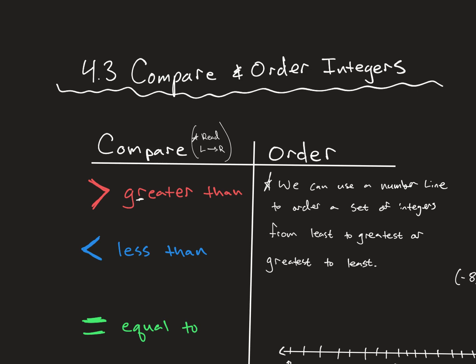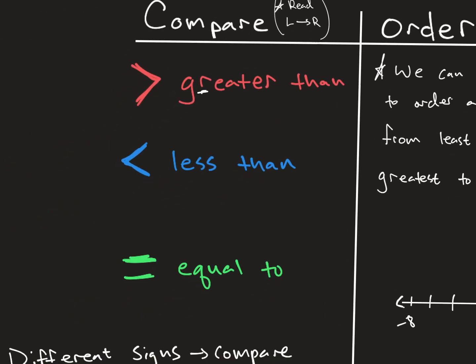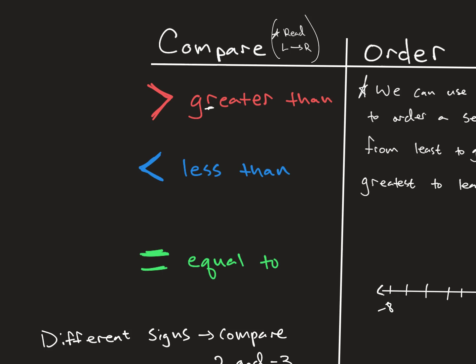So when we want to read these, we'll have our term on the left and our term on the right, kind of like this. And we read left to right. Whatever the case may be, we always want to be reading left to right on these. For ordering, we can use a number line to order a set of integers from least to greatest or greatest to least. It all just depends on the question they're asking us to do. So on this left side, we'll be focusing only on comparing, while the other side will be ordering. We'll spend a little bit more time comparing because in this lesson, they want us to do more comparison.